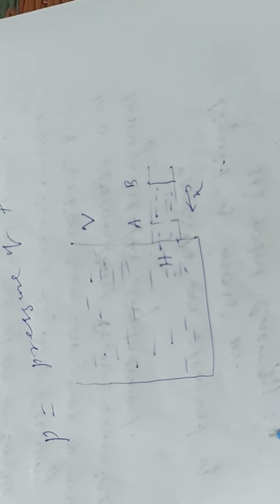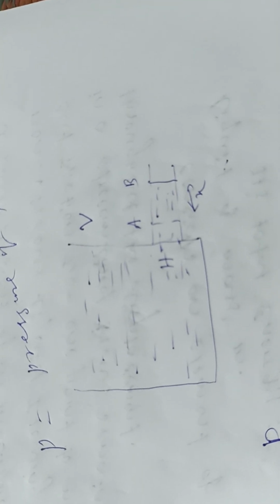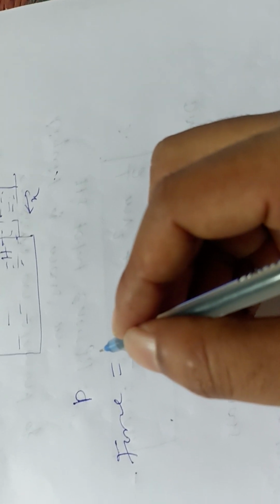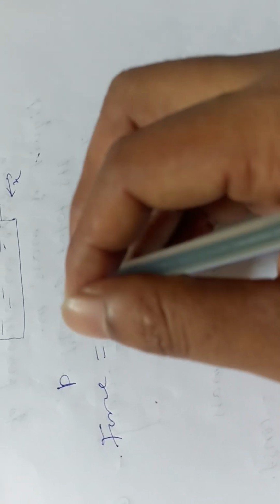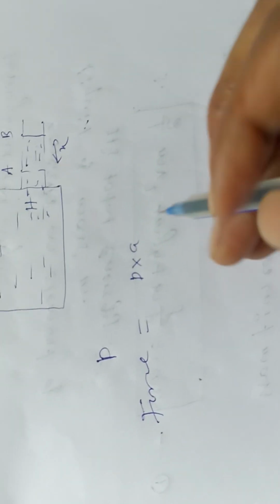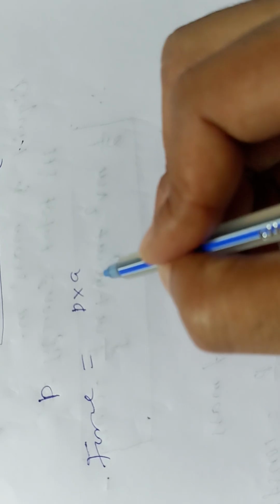So let P be the pressure of the liquid at that point. The force acting on this point, we know that pressure is force by area, so force equals pressure into A, where A is the area of the cross section of the piston.